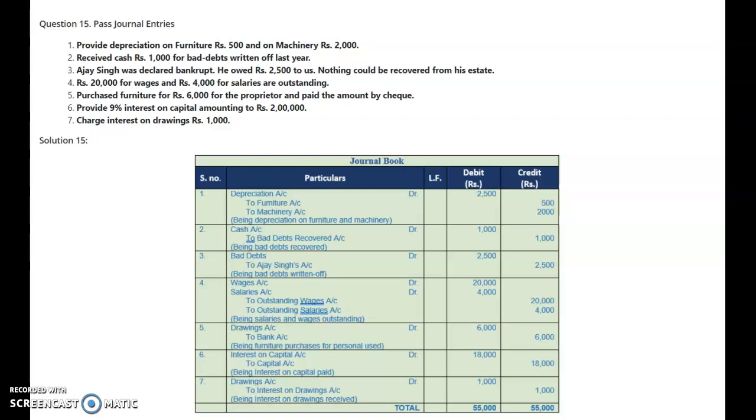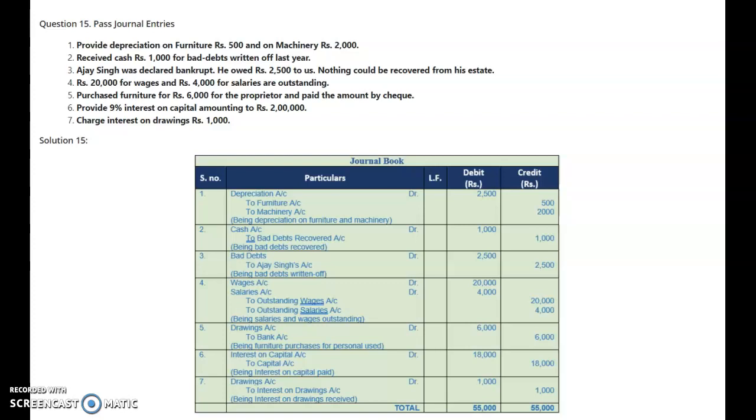But now see, if any amount is received from him, 50 paisa in a rupee, 25 paisa in a rupee, or rupees 1000 received, whatever the amount has been received, that we will debit in the cash account. Whatever has not been received remains bad debts. For example, if he has paid 50 paisa in a rupee, we will calculate 50% of 2500, that is 1250. So cash account will be debited with 1250, bad debts account debit with 1250, to Ajay Singh 2500.